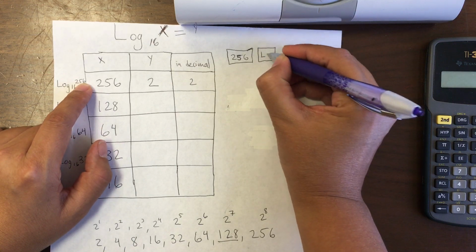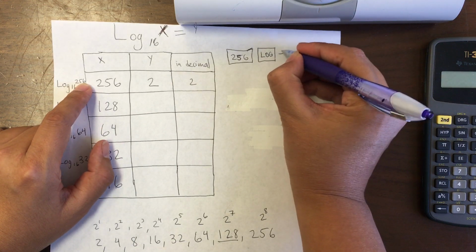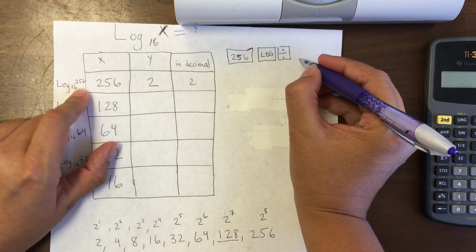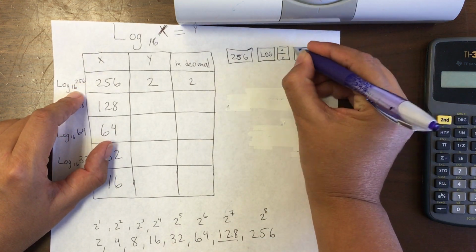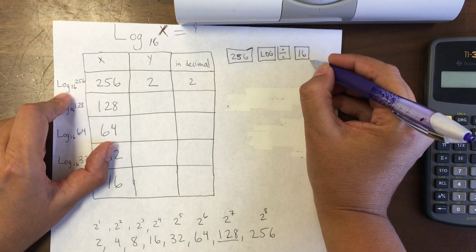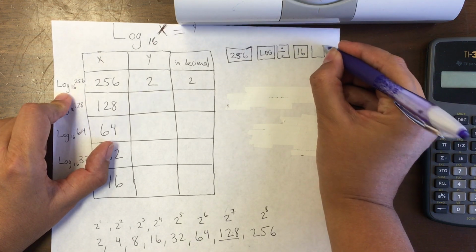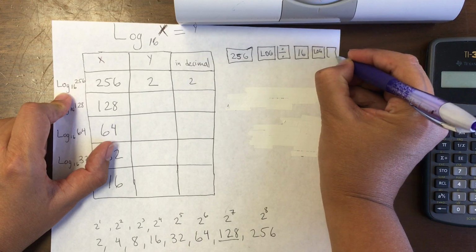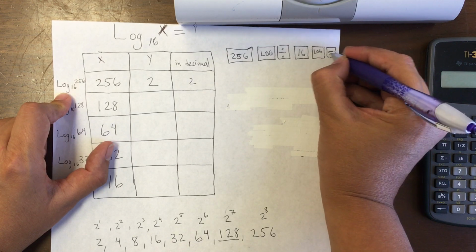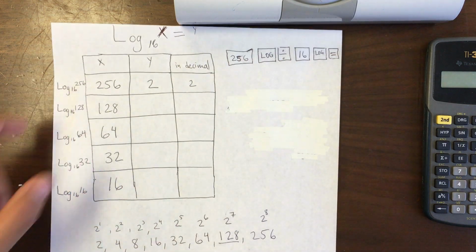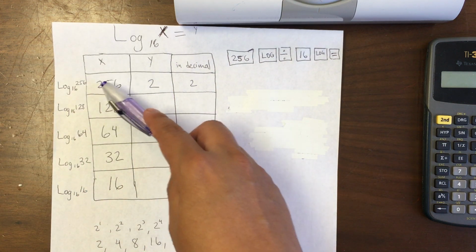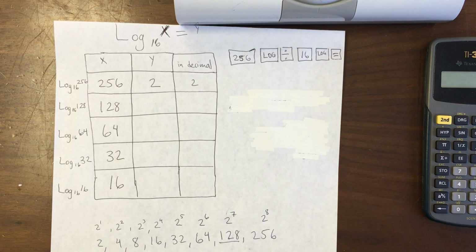You press the log button. You press the division button, then the base, which is 16, and then the log button, and finally the equal. Okay, that's going to give you the answer, and it means that 16 to the second power is going to be 256.